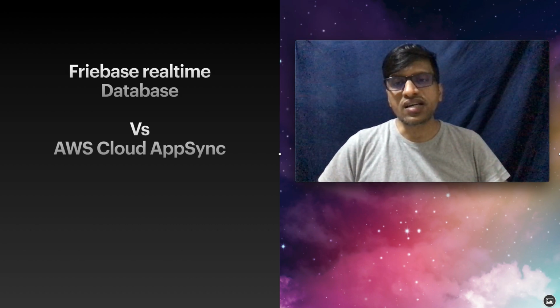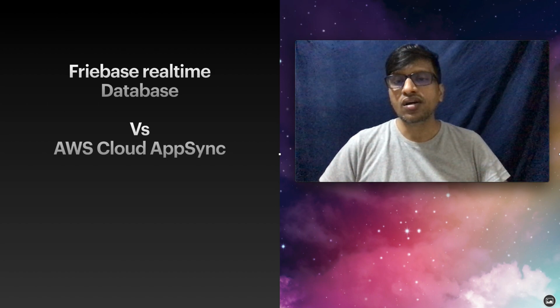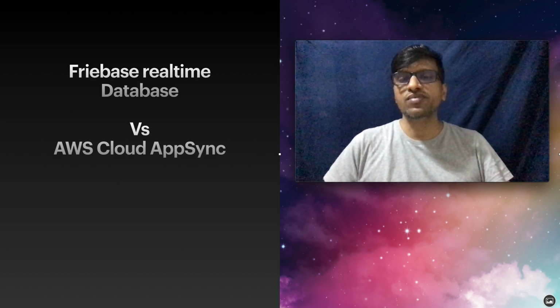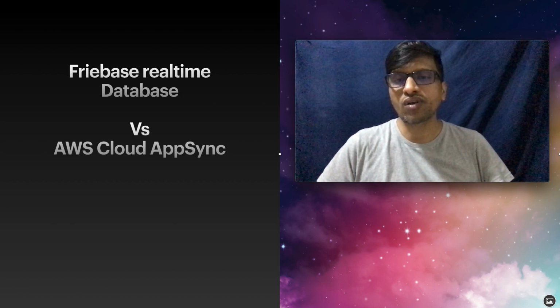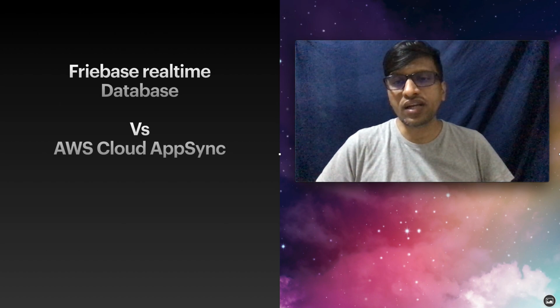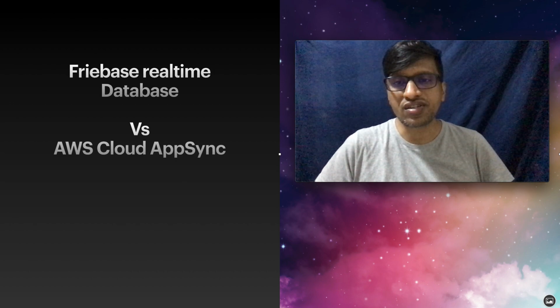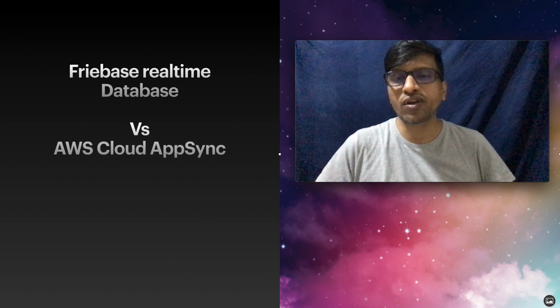To add real-time and offline capabilities to that database, AWS cloud introduced AppSync, the AppSync web service. Using this AppSync web service, you can add real-time and offline capabilities to your applications. Not only adding the real-time and offline capabilities to your applications, but we can also build our UI applications the way we build right now, by calling APIs.